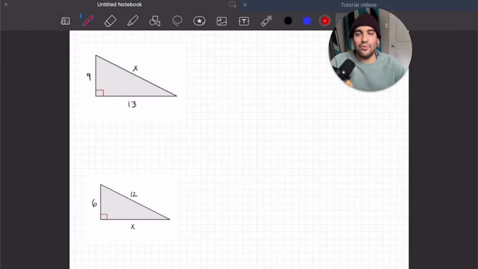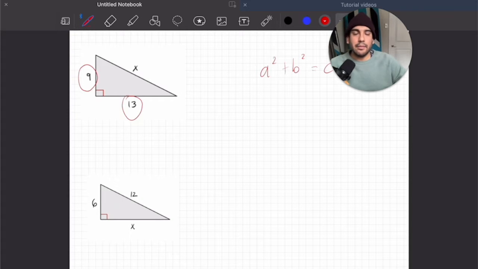So here we have two right triangles, but before we can attempt to solve these problems, let's review the Pythagorean theorem. That is a squared plus b squared is equal to c squared. Now, what is a, what's b, and what is c? The a and the b values are going to be any of the two sides of the triangle. So if you look at the triangle on the left side, your a could be 9 or your b could be 13. You can decide whichever one you want to make your a and b.